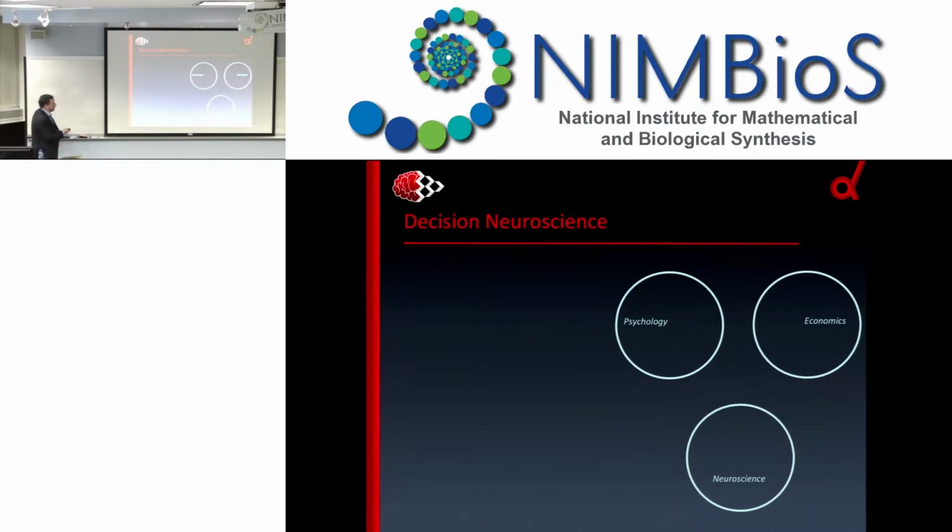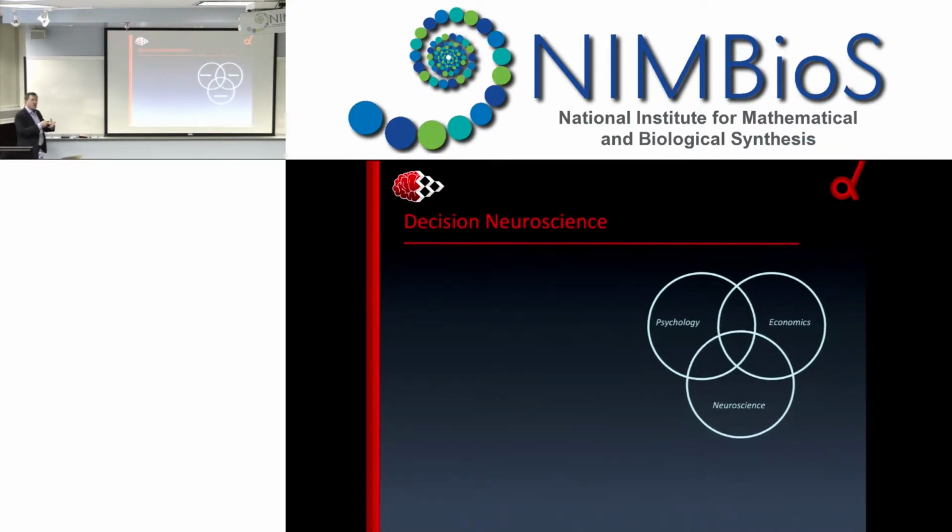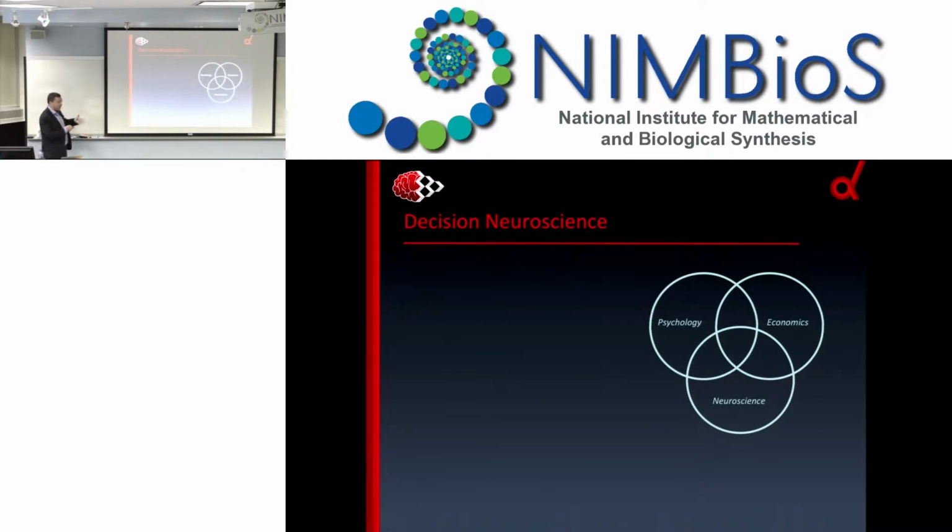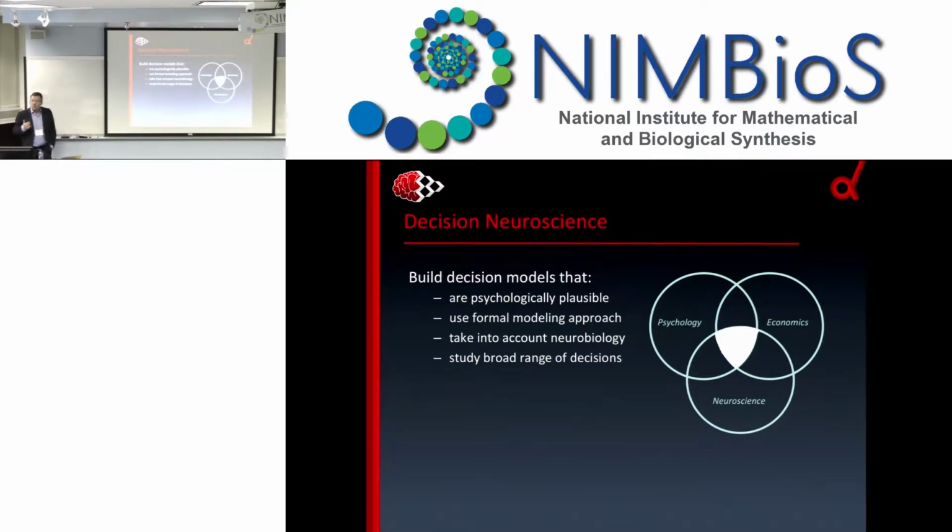So in the past 15 years, there's been a real concerted effort to merge these disciplines as much as possible, take the strengths from each, and build better models of decision making. When I say better, these are models of decision making that are psychologically plausible, so that they capture something about the way we actually behave. They use a formal modeling approach. So unlike many psychology models, which are quite post hoc, that is, we observe a behavior and say, oh, this must have been the mechanism underlying it, can we use the economic approach and formally model the decisions so we can do some useful prediction?